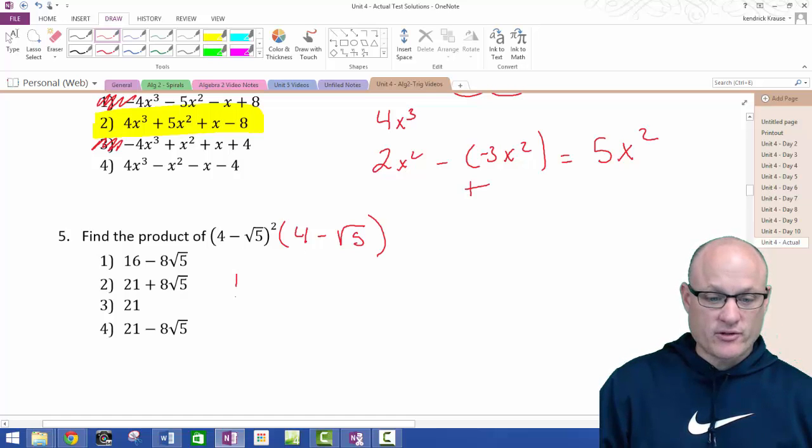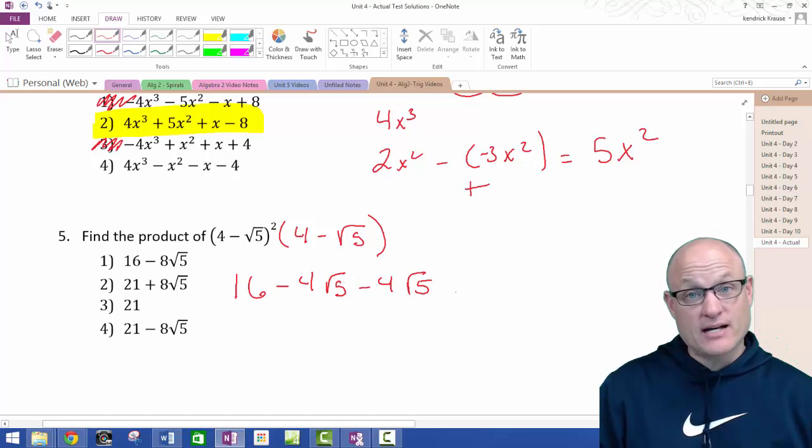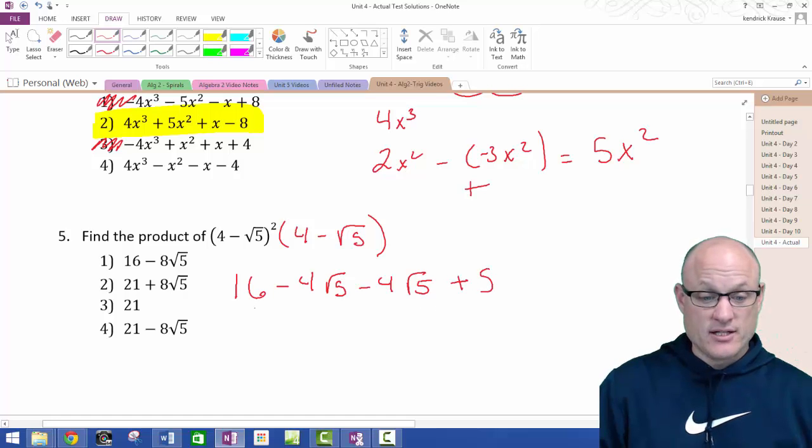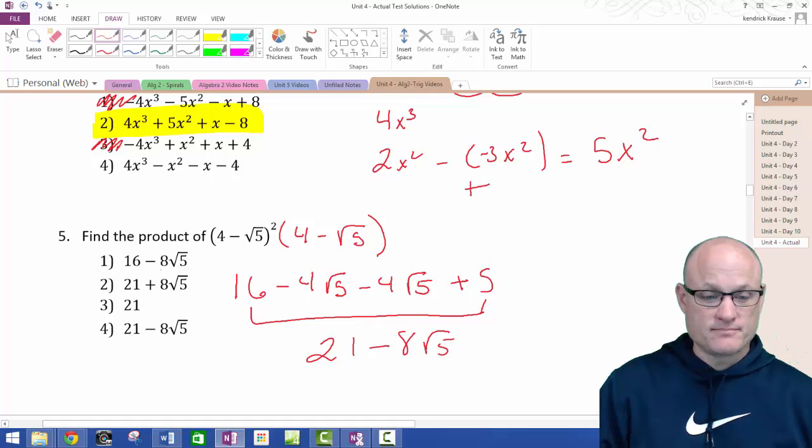4 times 4 is 16. Minus 4 radical 5. Minus 4 radical 5. And then remember, radical 5 times radical 5 is just 5. Negative times negative, positive. So positive 5. So these make 21 minus 8 radical 5. Choice 1. Moving on.